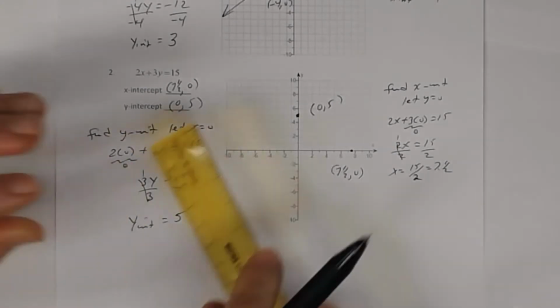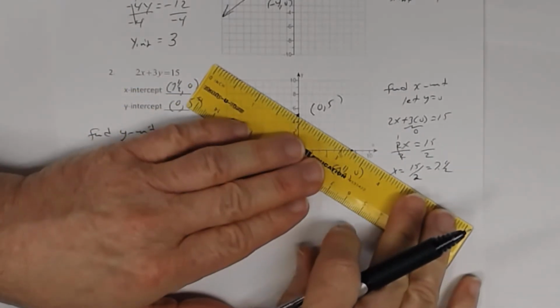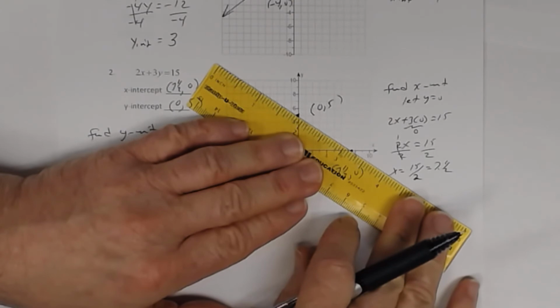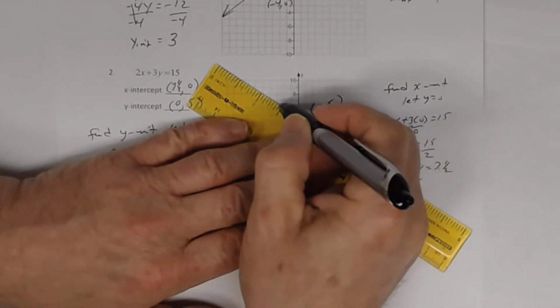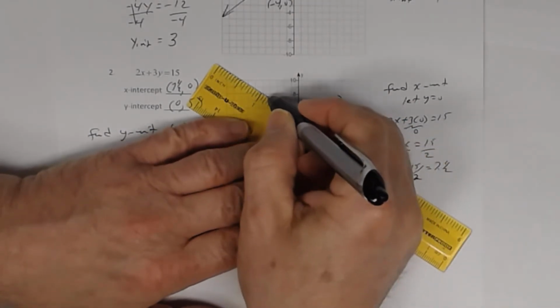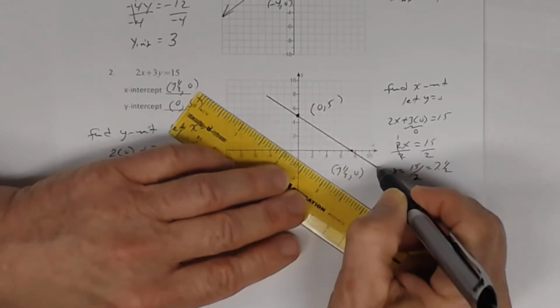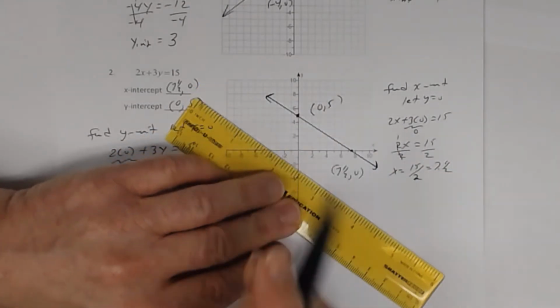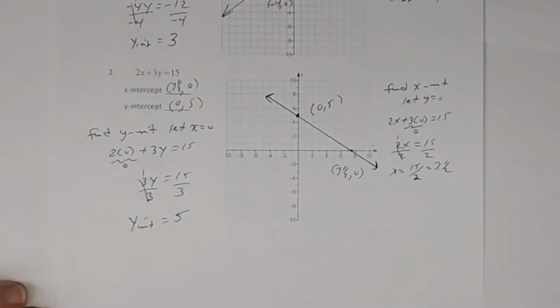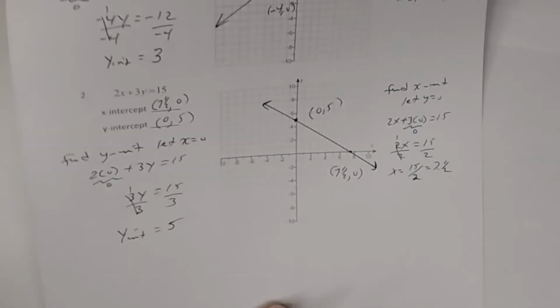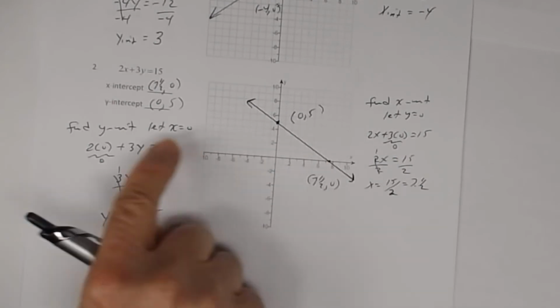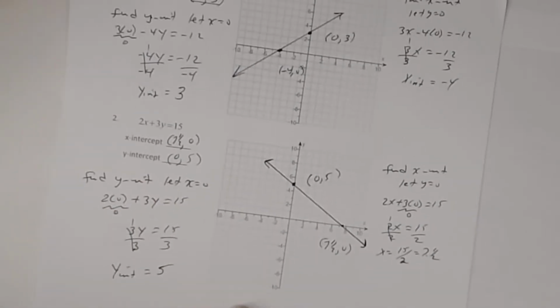You draw your line, make sure you use arrows. Use arrows because remember these lines extend in both directions. If you don't draw arrows, that's inferring that those are segments. All right, so that's that one. So that's number 2. All right, very simple, right? X-intercept, let y equal 0. Y-intercept, let x equal 0. And then you solve for the variables.